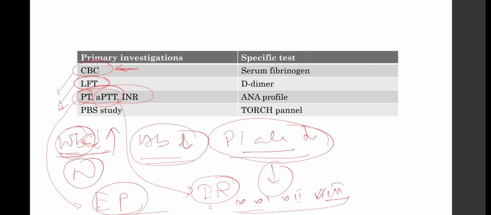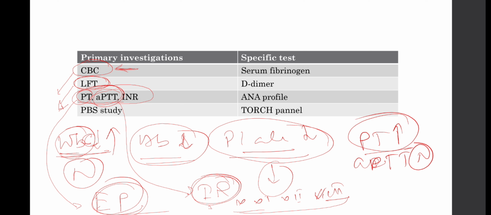The common pathway is seen by both the PT and the APTT. PT also sees the extrinsic pathway, and the intrinsic pathway is seen by the APTT. So if only the PT is increased and the APTT is normal, that means an extrinsic pathway problem. That means tissue factor, or a problem in factor 7.